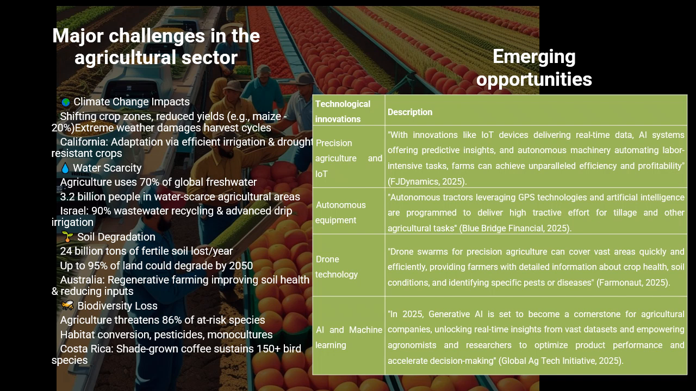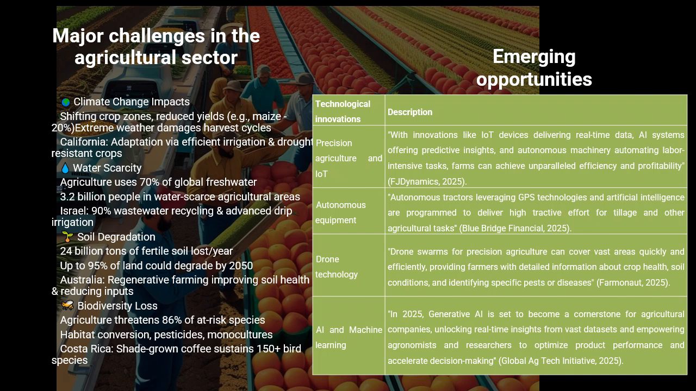Biodiversity loss is severe, with agriculture threatening 86% of at-risk species through habitat conversion, pesticide use, and monocultures. Costa Rica's shade-grown coffee system sustains over 150 bird species, demonstrating biodiversity-friendly production.